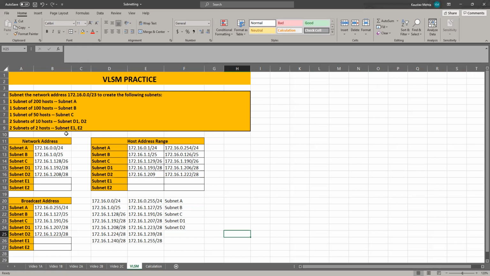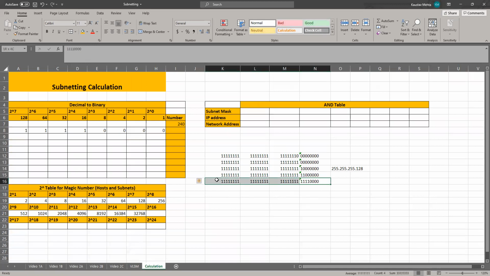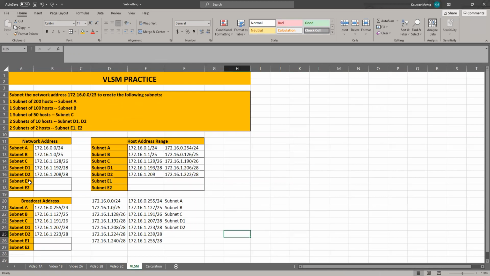Now we need to make two subnets, E1 and E2, with two hosts each. That means if this is our current subnet mask, we just need two usable hosts, so we can borrow two more bits, which leaves us two host bits. And 2^2 is 4, minus 2, one for the network address and one for the broadcast address, which gives us two usable hosts, and satisfies our requirement. So we won't need to use the final one. We can just go ahead and use this /28 subnet and further subnet it into /30 subnets.